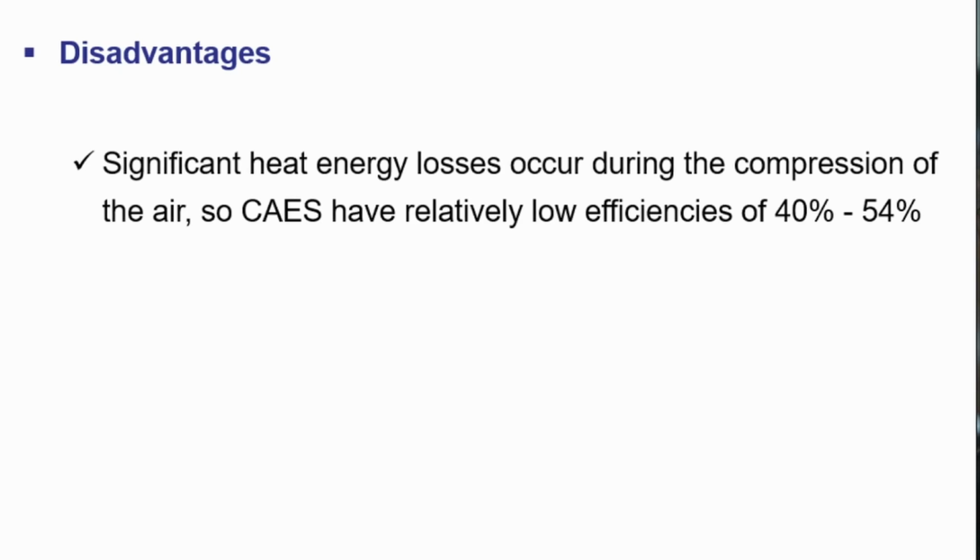The disadvantages: there are significant heat losses during the compression. I mentioned already some methods to avoid that or to use that energy. Usually efficiency is in the vicinity of 50%, so here a range of 40 to 54% is given.